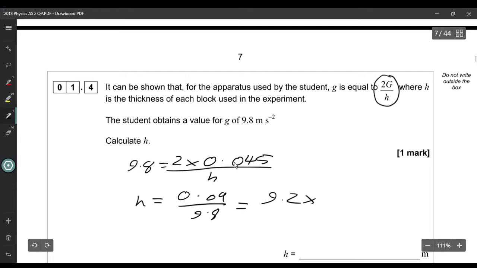9.2 times 10 to the minus 3 to 2 significant figures. Because remember, we're using the number of significant figures in the data that have been given in the question that has the least number of significant figures given, which in this case is 2.